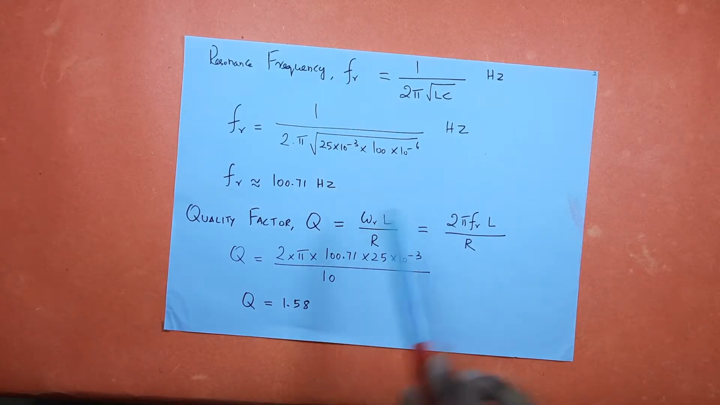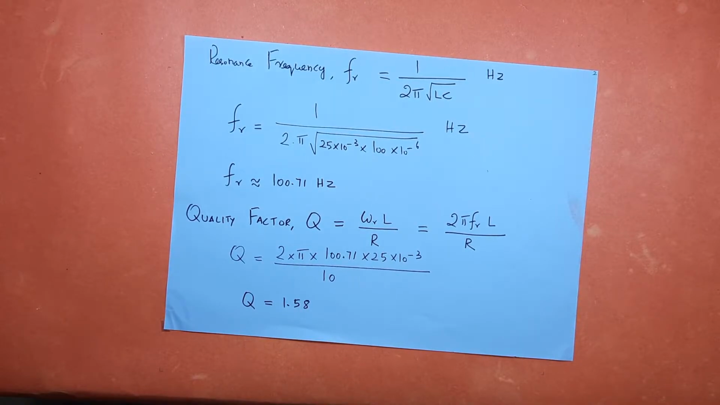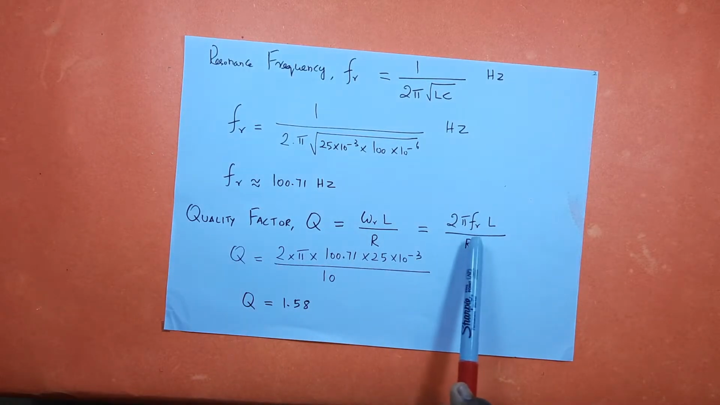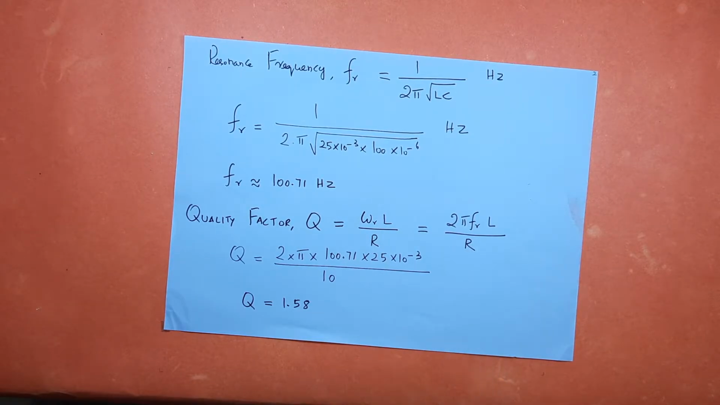Next we have quality factor Q. It is given by this formula: Q equal to omega R L divided by R. But omega R is nothing but 2 pi FR. So Q equal to 2 pi FR L divided by R. Just substitute the values. FR we have just found out. So Q equal to 2 into pi into 100.71, this is the L value, 25 into 10 power minus 3, R is 10. Q is a factor, so you don't have any unit. If you calculate this, we get Q as 1.58.